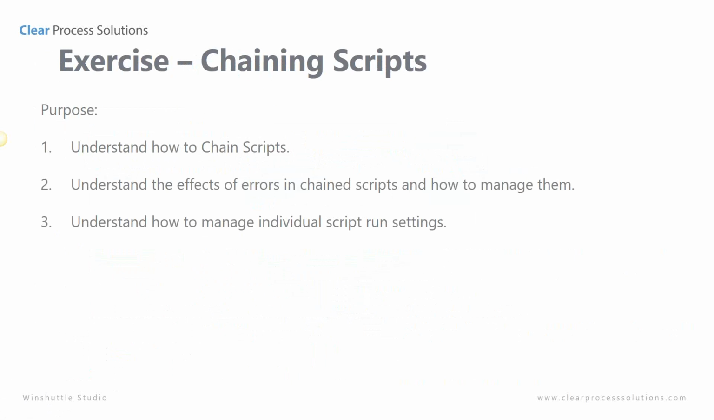So this is the exercise that we're going to run through. And what we're going to get out of this is we're going to understand how to chain scripts together. We're going to understand how those errors can affect subsequent scripts and how to manage them. Okay, and then we're going to understand how to set up our individual script run settings. So I'm going to go through that in version 11. I'll also touch on it a little bit in version 10.